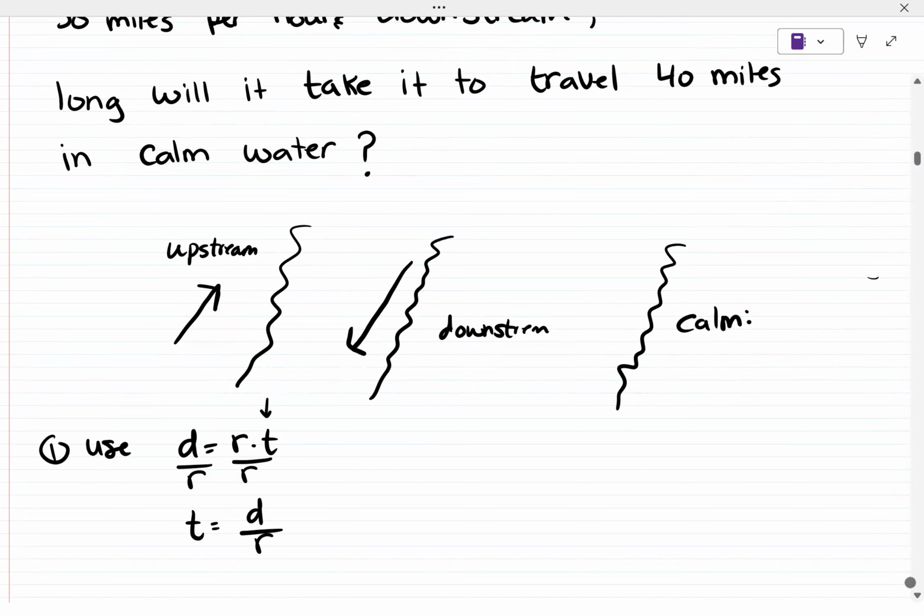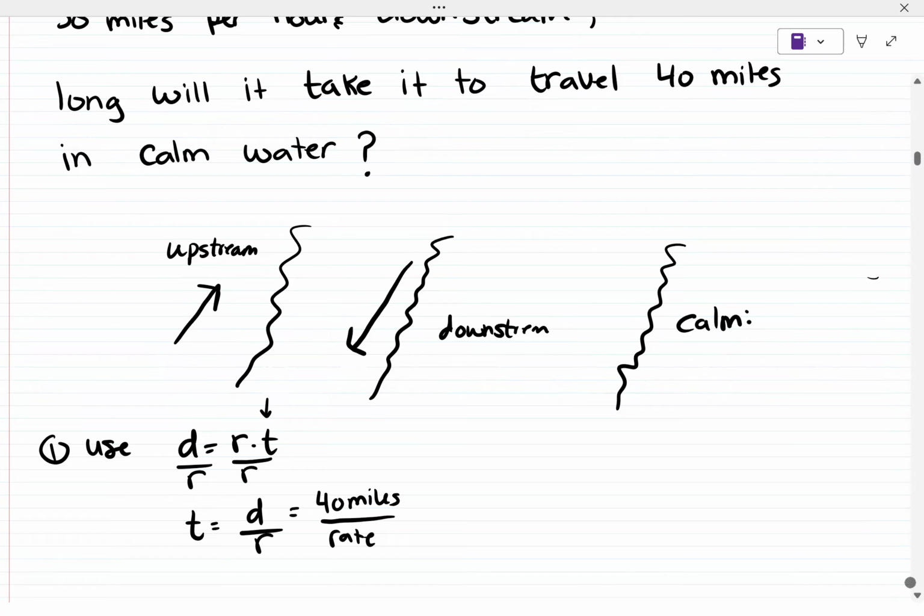Now, do we have a distance? Yes, our distance was given as 40 miles. Do we have the rate? No, we do not have the rate. Once we know the rate, we'll have our time. So this is where it can get really tricky. If you have to read it again, go ahead.